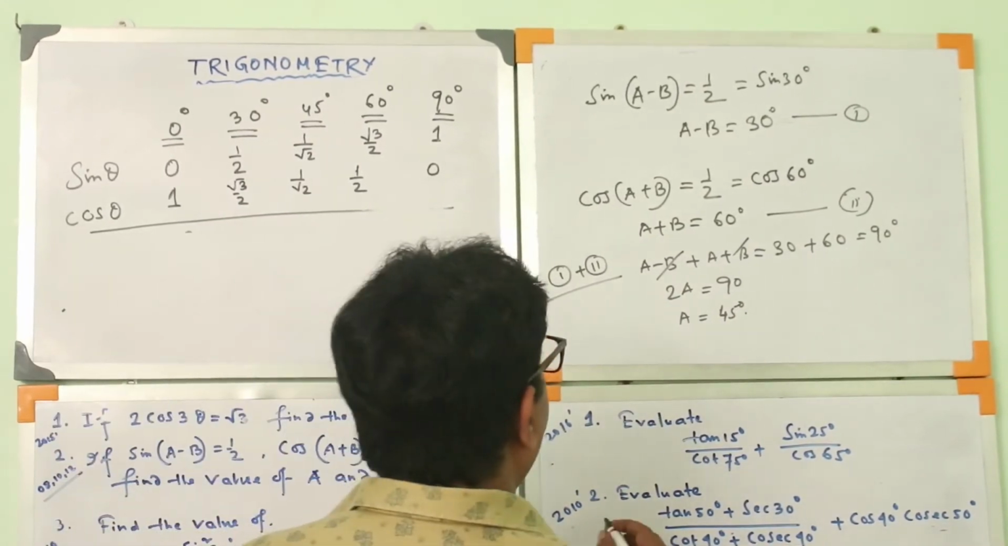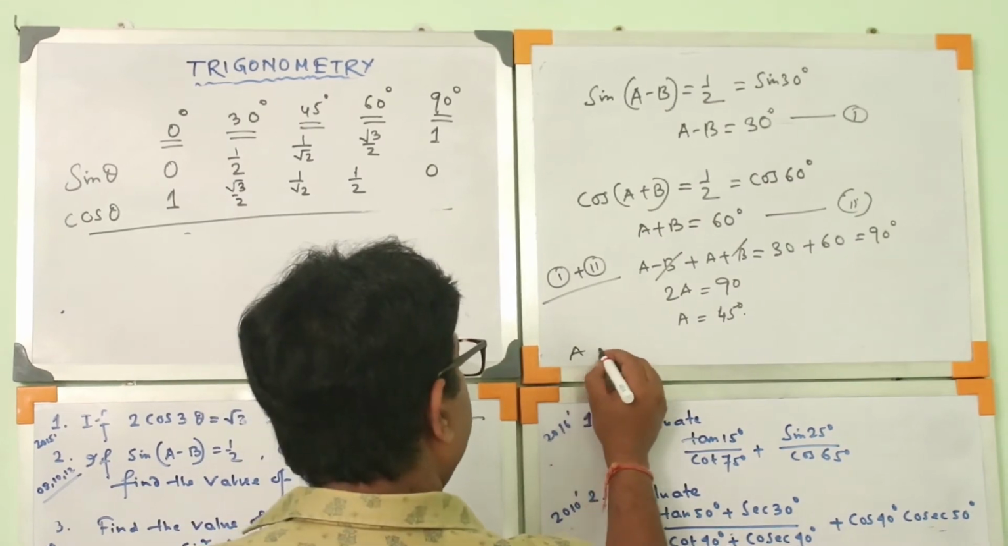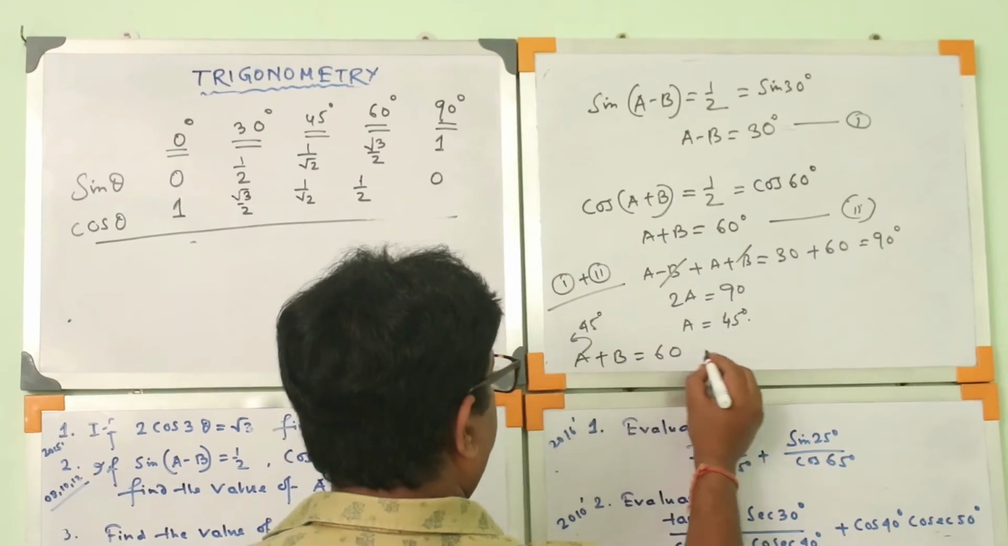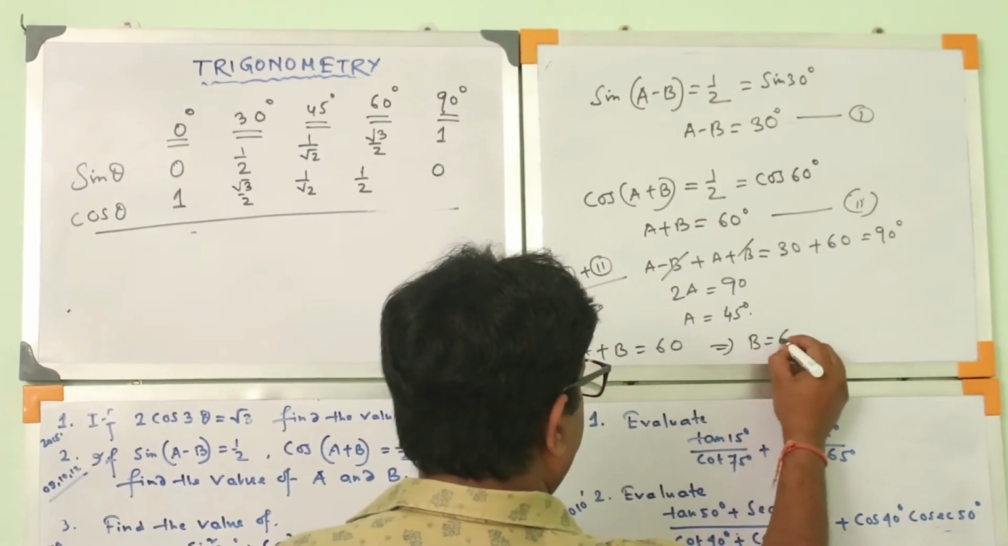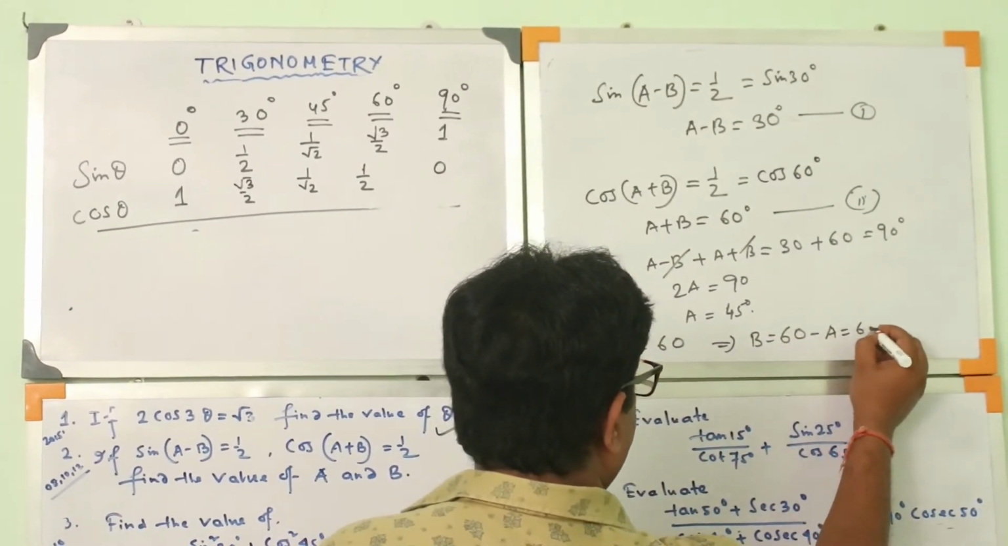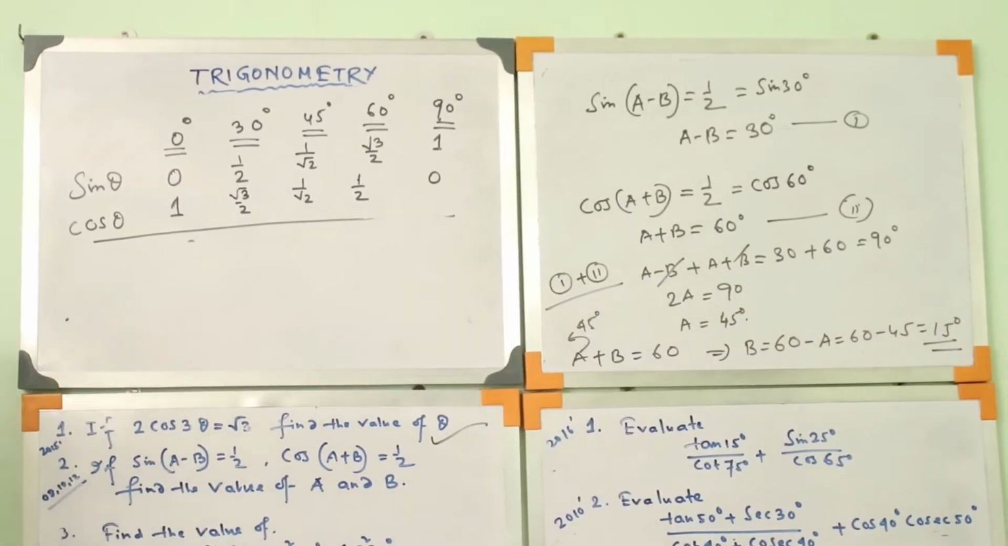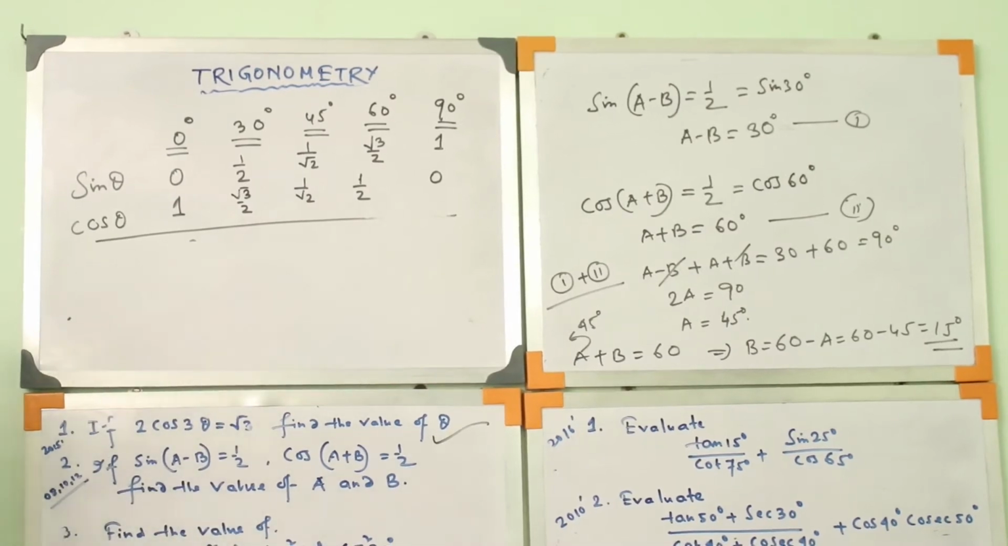So what will be the value of B? A plus B is equal to 60. From the equation, A is given as 45 degree. So B is equal to 60 minus A. That means 60 minus 45. That is equal to 15 degree. Question number 2 solved. Next we are interested in question number 3.